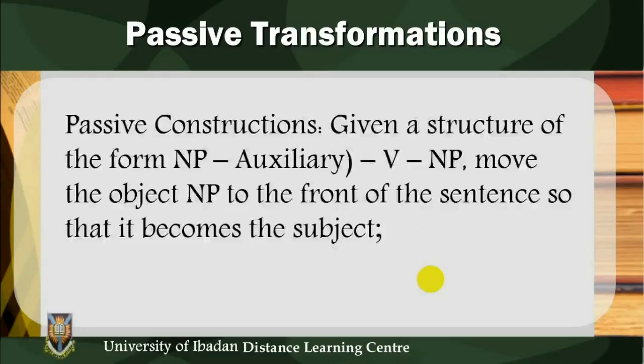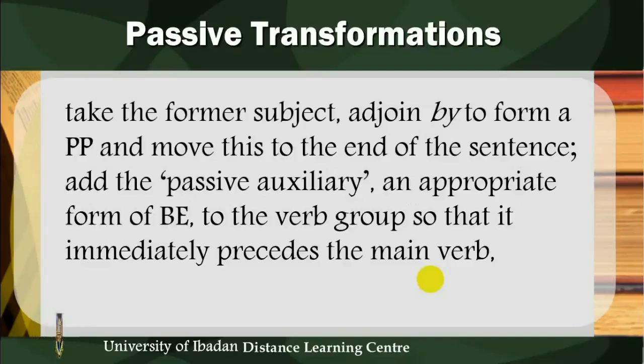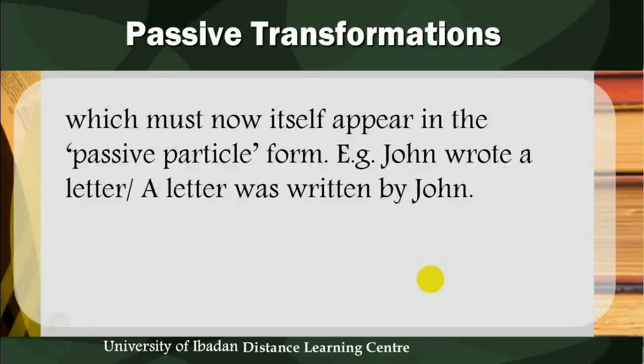Passive transformations. Passive constructions, given a structure of the form NP auxiliary V minus NP, move the object NP to the front of the sentence so that it becomes the subject. Take the former subject, adjoin by to form a PP, and move this to the end of the sentence. Add the passive auxiliary, an appropriate form of be, to the verb group so that it immediately precedes the main verb, which must now itself appear in the passive participle form.